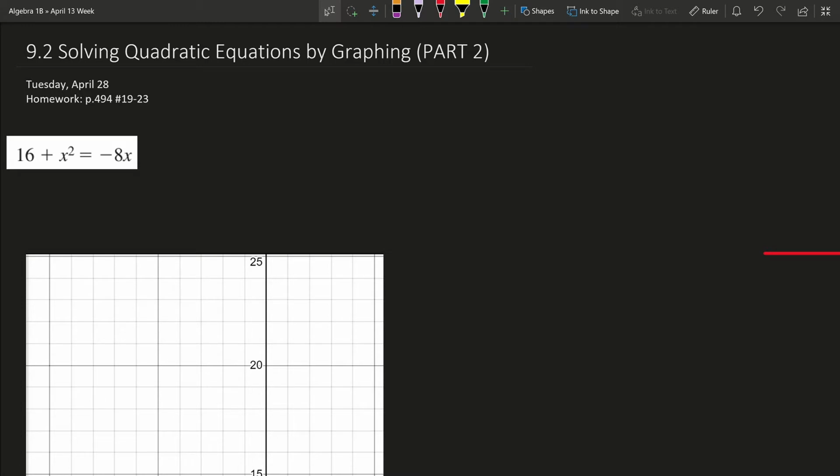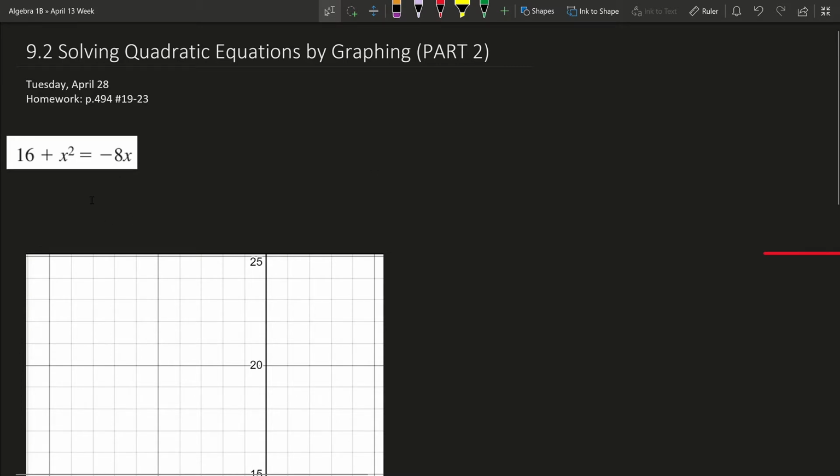There are two videos to this one. This will be the first problem, and the second problem is going to be in a second video, so make sure to watch both videos. It's only going to be a total of two problems, so pretty short, and the homework is also pretty short. It's just page 494, numbers 19 through 23. And that's it. So let's begin with the first problem.